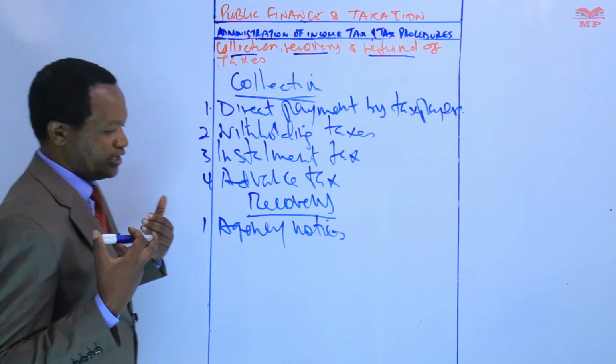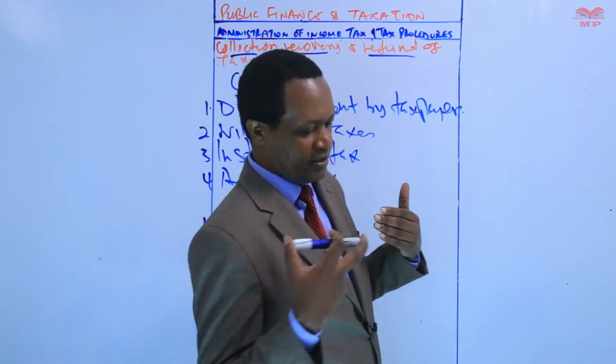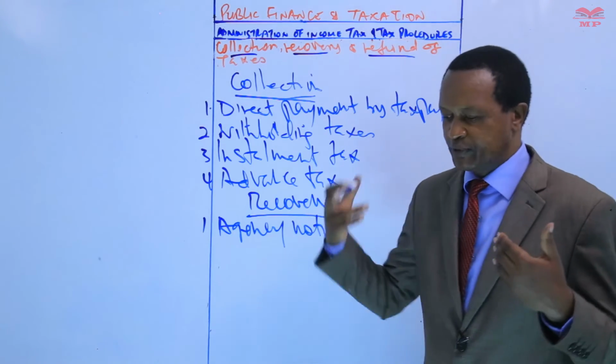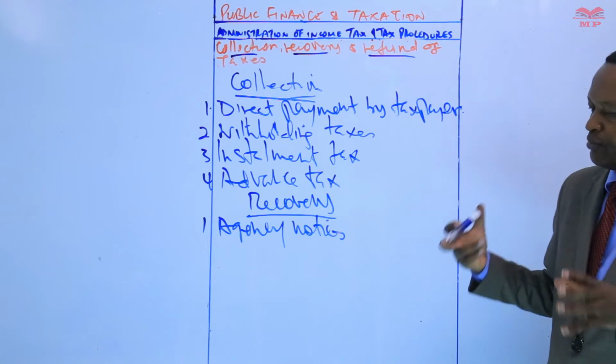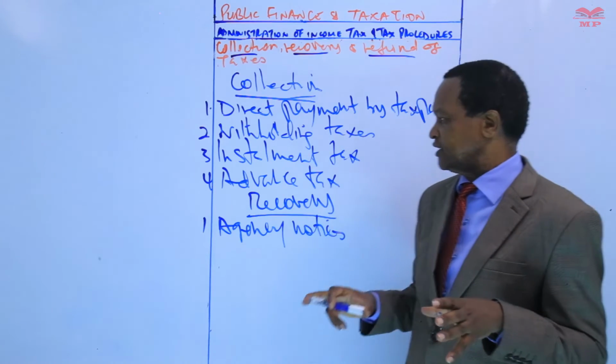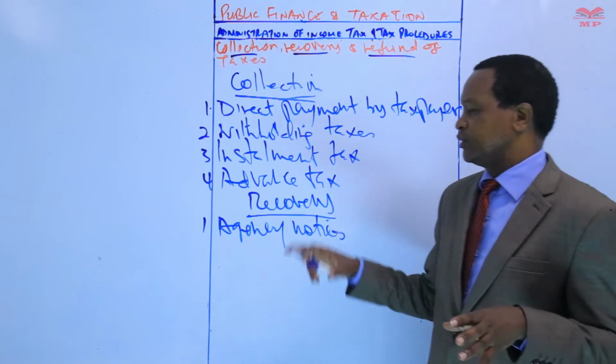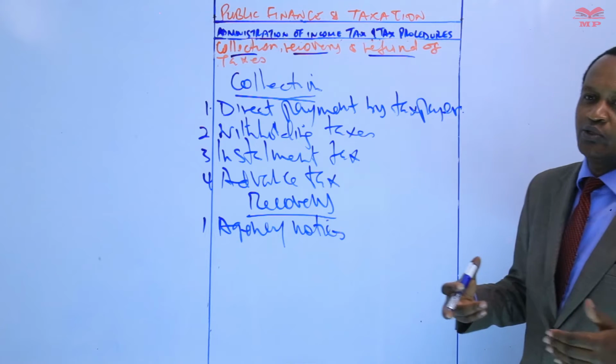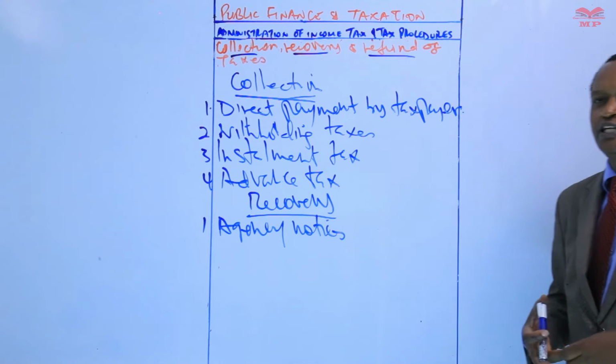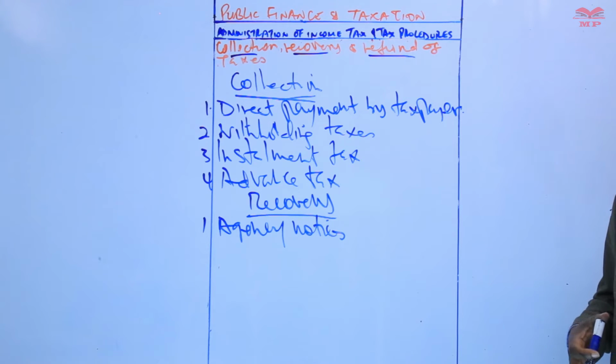So if I owe KRA taxes, I've not paid taxes, but I'm holding money in a bank, KRA can write directly to the bank and request the bank to pay that amount on my behalf. That's referred to as agency notices. KRA can issue notice to a third party who holds money for or owes money to the taxpayer. Examples are employers, debtors, banks, and so on.